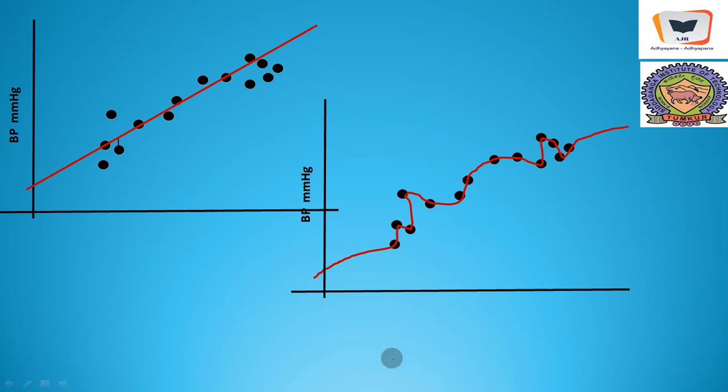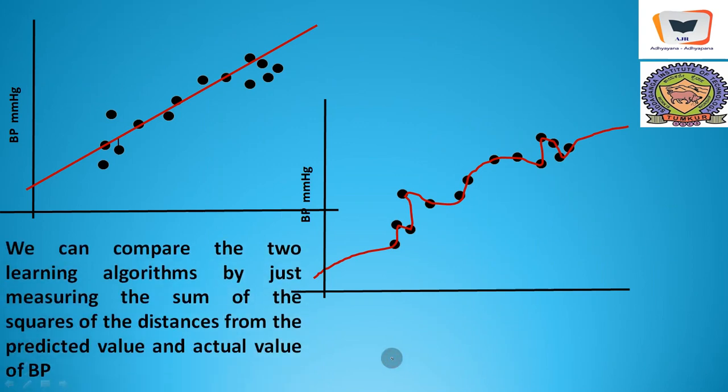And we can compare the two learning algorithms by just measuring the sum of the squares of the distances from the predicted value and the actual value. The predicted value is given by the red line. We will go on putting in values of, let us say, cholesterol, use the equation of this line, and predict the BP value. But the actual values are shown by these black spots, and there exists some distance between this point and this line, and this point and this line, and if we square it, that is nothing but the error.